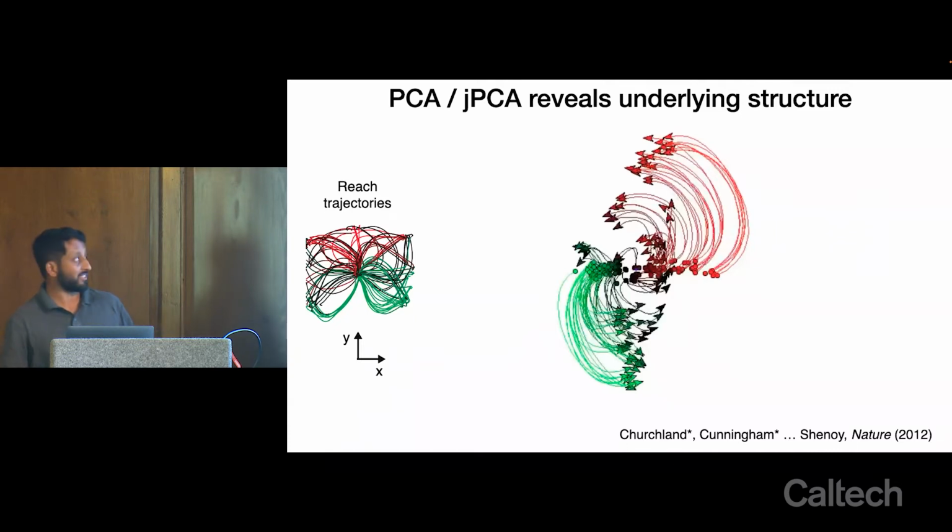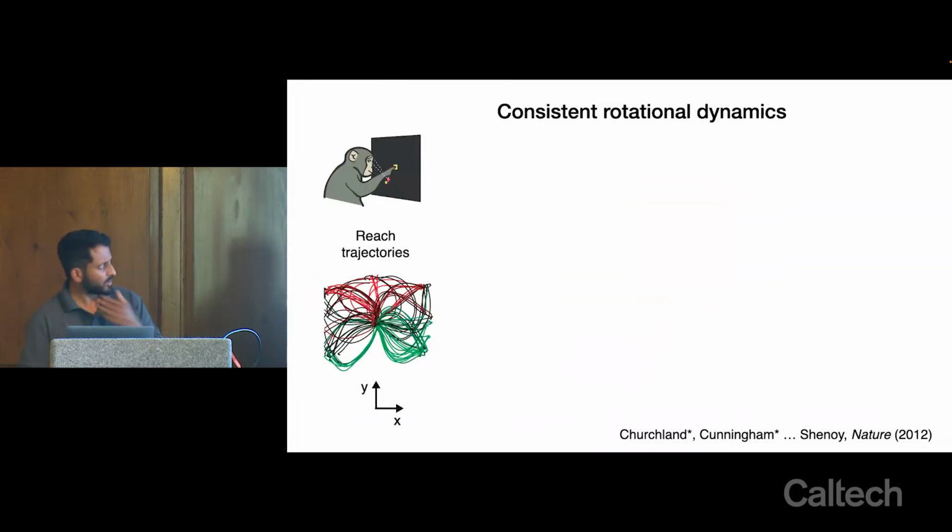I think the surprising thing here is that you have a monkey making about 100 different types of reaches, and yet for this fairly complicated set of reaches, in 200 dimensional space, there are these patterns that describe a lot of the activity. And I can quantify that a little bit more.